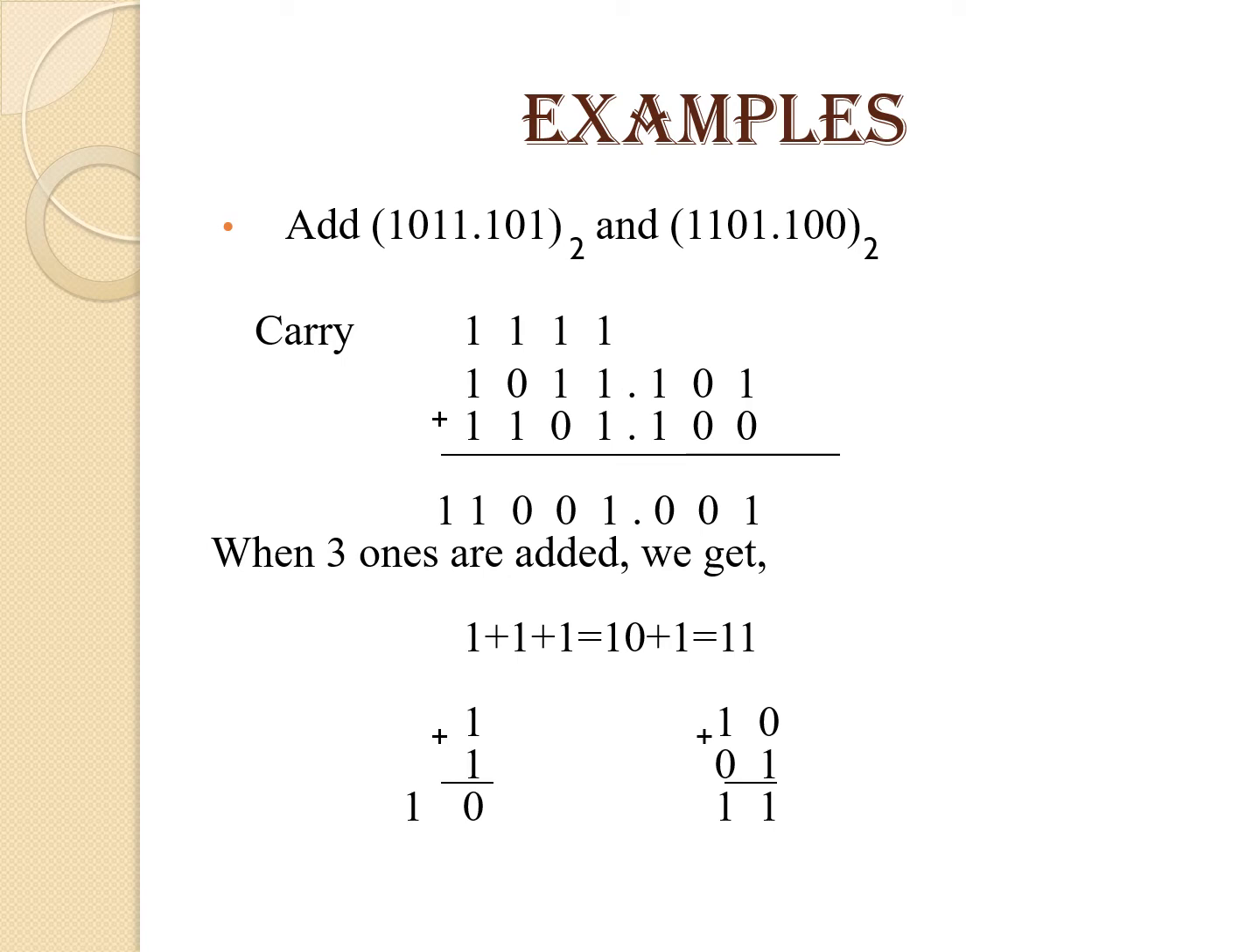When 3 ones are added, we will get 1 plus 1 plus 1, which will be 10 plus 1 equal to 11. So do remember this thing.